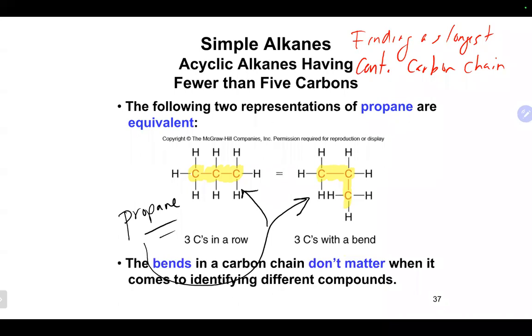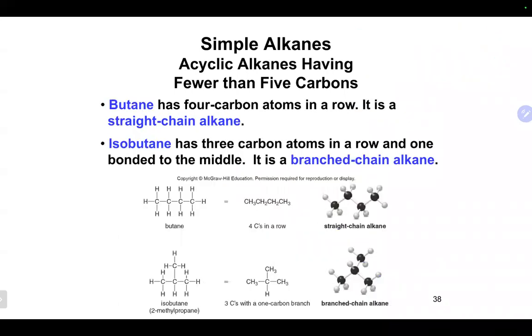So let's take a look at these 2 guys, which actually are what are referred to as isomers of each other. And if we look at the top guy there, I'll redraw it here.